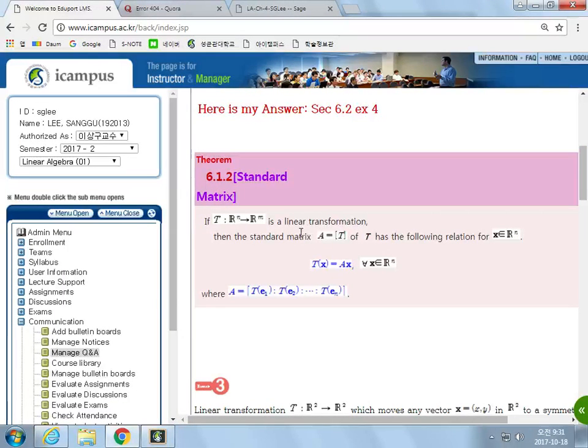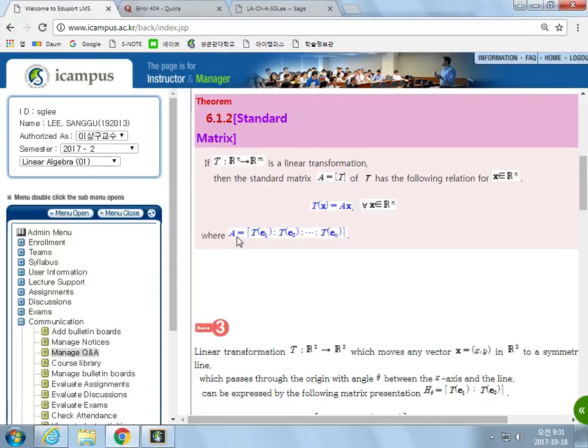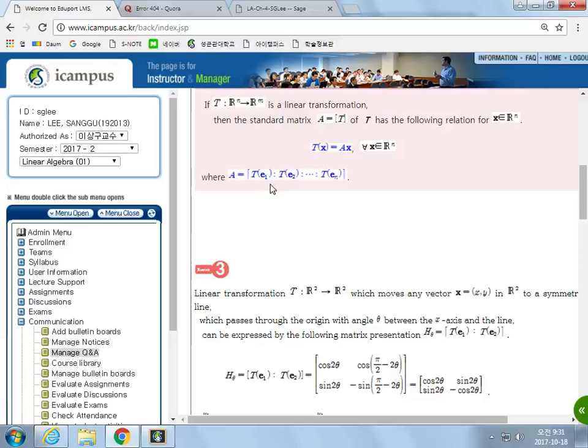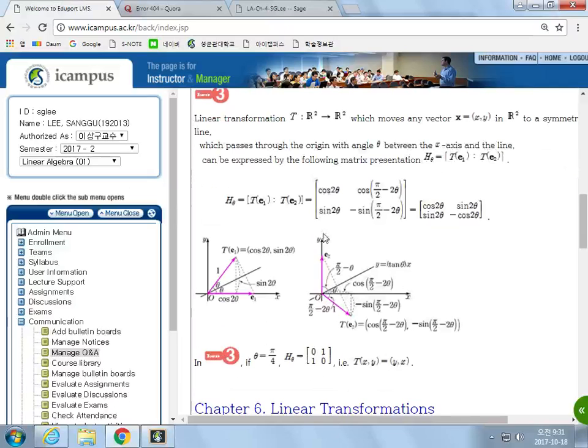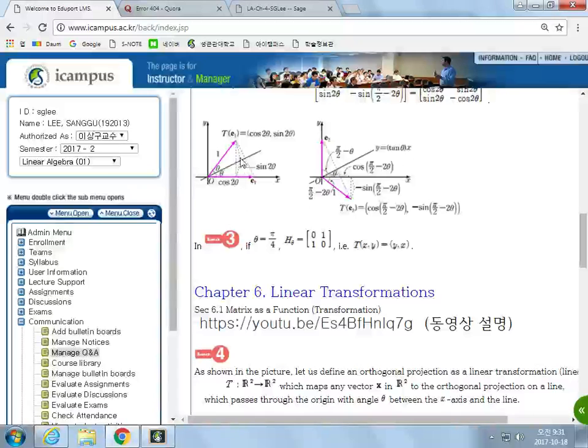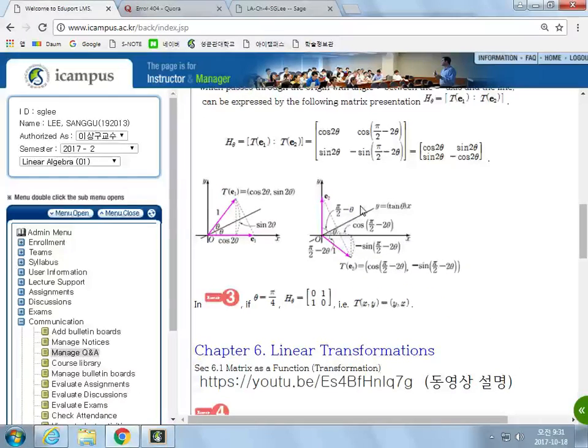So we have proved how to get this theorem 6.1.2 to find how this matrix A is defined, whose column vectors are the images of the standard unit vectors e_i. With this theorem, we were able to find the standard matrix of the reflection about y equal to tangent theta x by finding the image of the (1, 0) vector as the first column, and the image of the (0, 1) vector e2, which forms the second column of the corresponding standard matrix H theta.